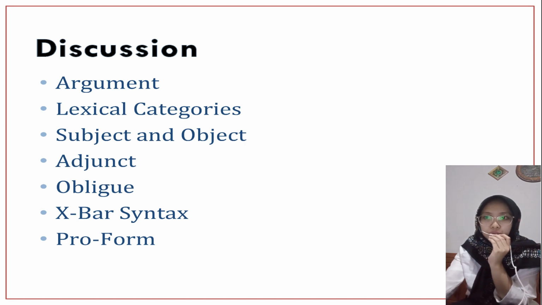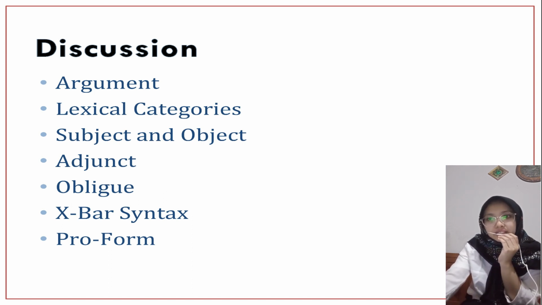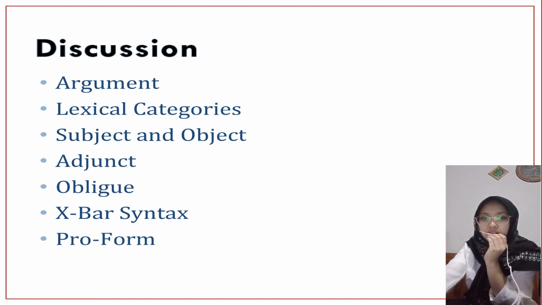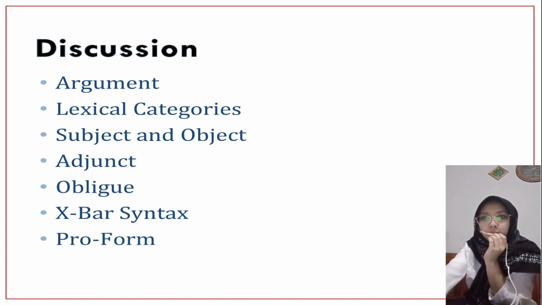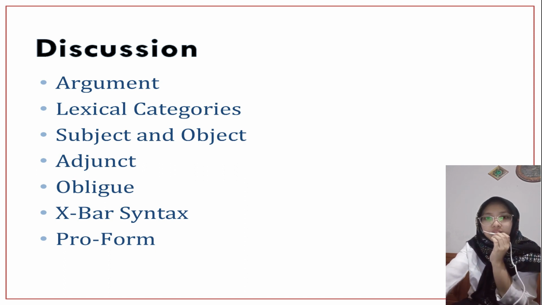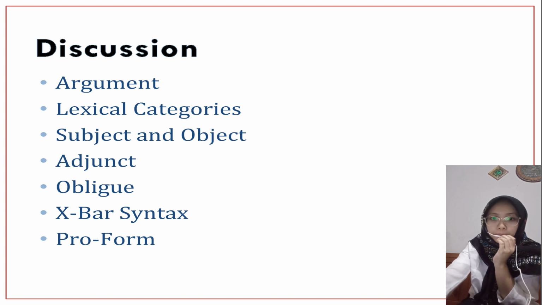Now I'll introduce to you the overall terms discussed in argument structures. There are several terms here: argument, lexical category, subject and object, adjunct, oblique, X-bar syntax, and proform. In linguistics, an argument is an expression that helps to complete the meaning of a predicate or verb belonging to sentences. Actually, most predicates can take one, two, or three arguments. A predicate and its arguments form a predicate-argument structure.